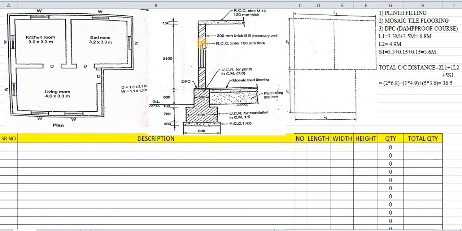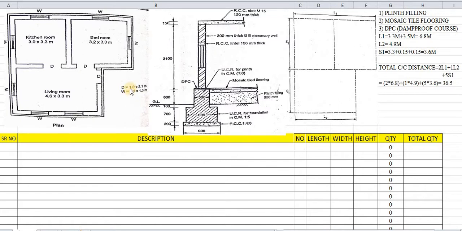What is the thickness of the RCC lintel? Here the thickness of the RCC lintel is 150 mm. Later on we will see what is the use of this RCC lintel, and how to calculate the quantity of RCC in meter cube. We will see later on. Right now I am just explaining how to use this dimension for doors and windows.